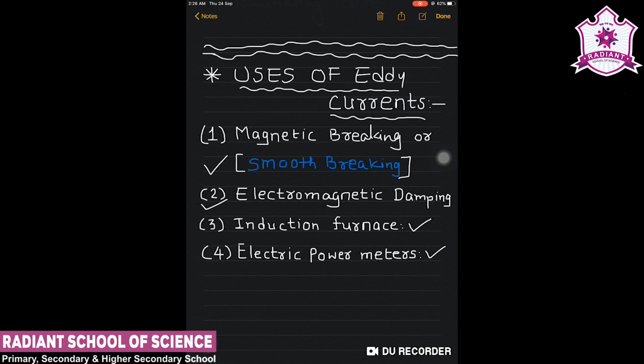So in this manner eddy currents are used for smooth braking in a maglev train, electromagnetic damping in a galvanometer like instrument, induction furnaces which are used to melt and prepare alloys, and in electric power meters for the calculation of the electric bill. So these are the uses of eddy current.